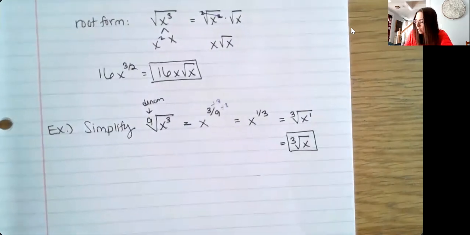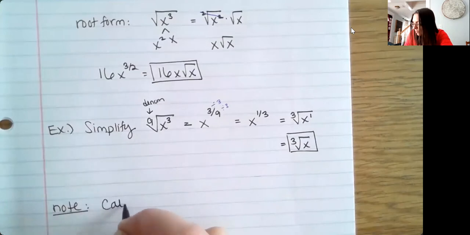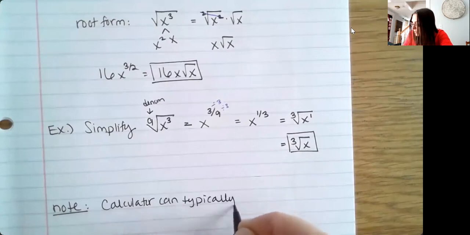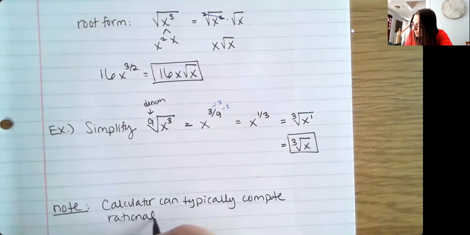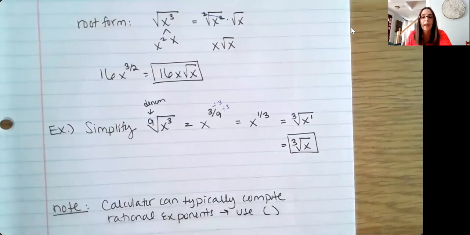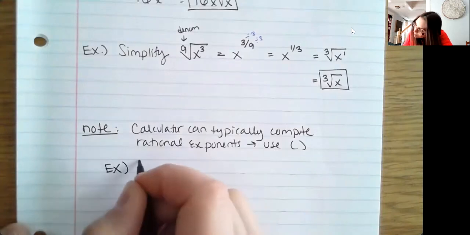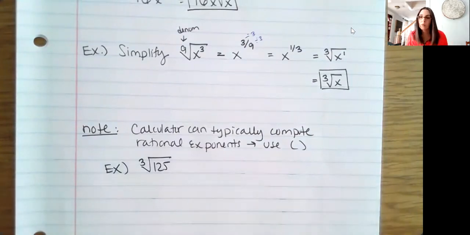One last thing I want to note here is that your calculator can typically compute rational exponents. Just make sure you use parentheses when you input that exponent. So for example, let's do the cube root of 125. Let's say I asked you to find the cube root of 125, and maybe you're having a really hard time. You're not as good with your cube or 4th or 5th roots and so on.